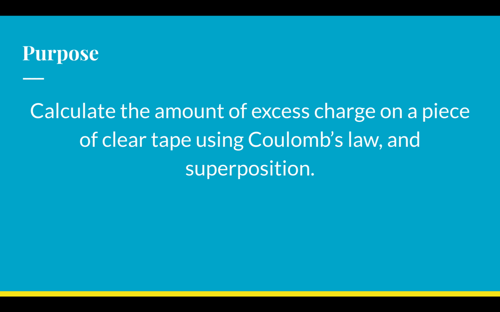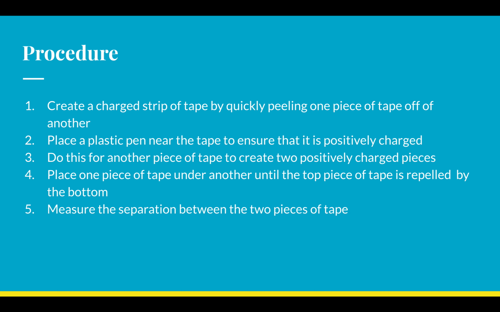So the purpose of this lab is to calculate the amount of excess charge on a piece of clear tape using Coulomb's Law and superposition. How we did this is we created a charged strip of tape by quickly peeling one piece of tape off of another. We placed a plastic pin near the tape to ensure that it is positively charged. And we do this for another piece of tape to create two positively charged pieces. And since they're alike, they're going to repel each other.